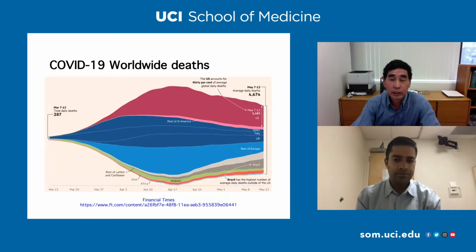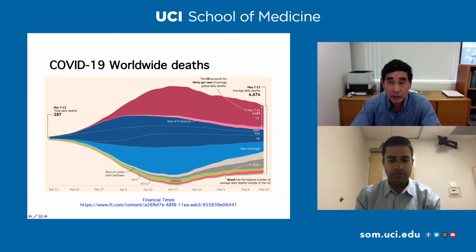This is an interesting graph that shows the number of deaths as they are apportioned around the world. And you can see here on the very top in maroon, the number of deaths in the US is large compared to the rest of the world. We make up as many deaths as Europe altogether.